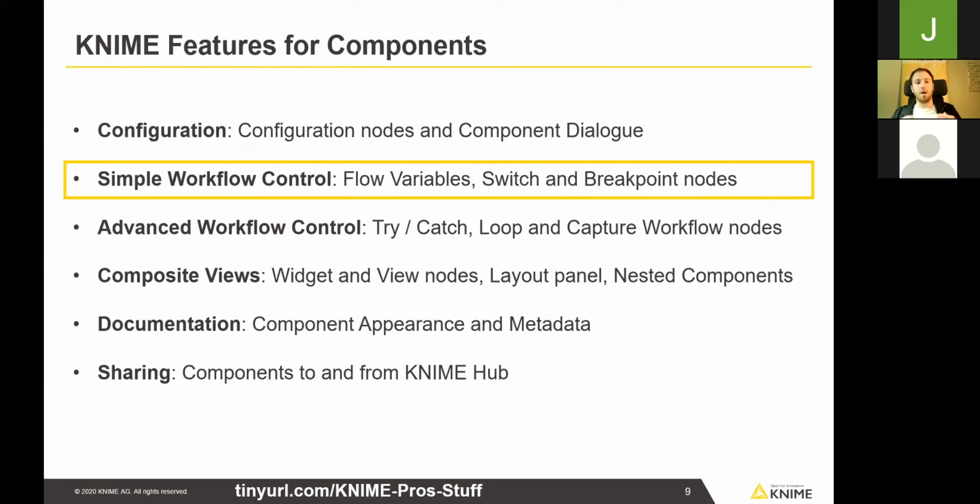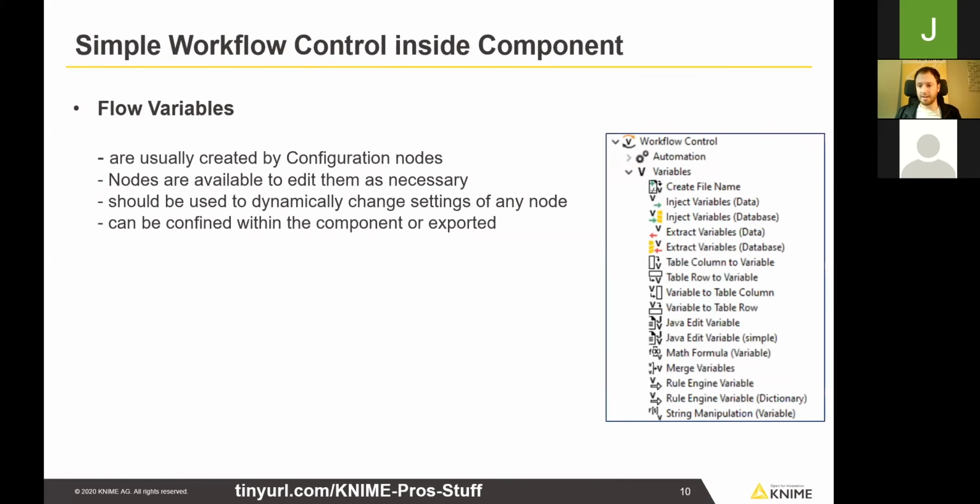Great. Once you have those configuration dialogs and your settings, you can decide what the user can select, but how do we actually control the workflow once those configurations are decided? It is all about flow variables. Those flow variables, usually created by the configuration nodes, can be edited with other nodes too. You can take data and transform it into flow variables. Once you have a flow variable, you can control the settings of a node.